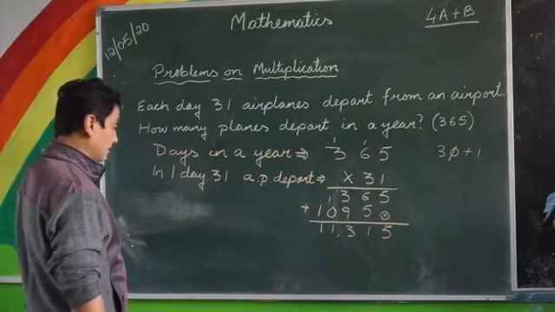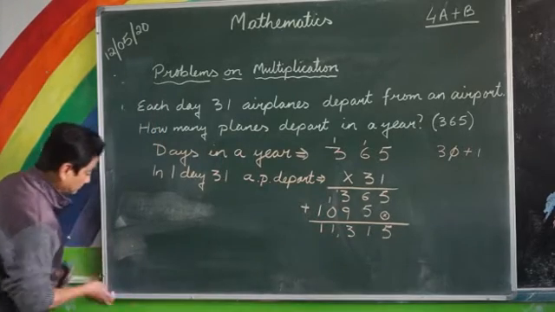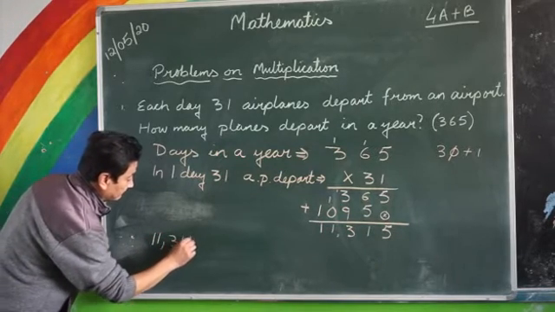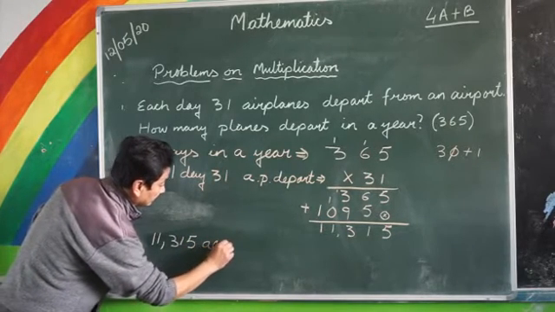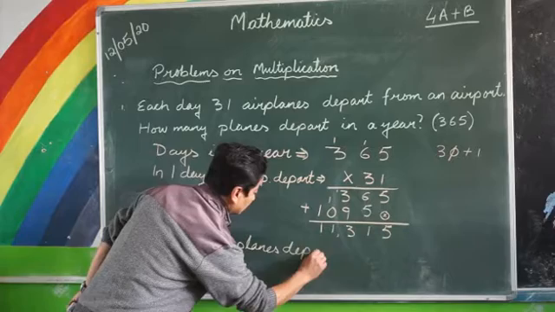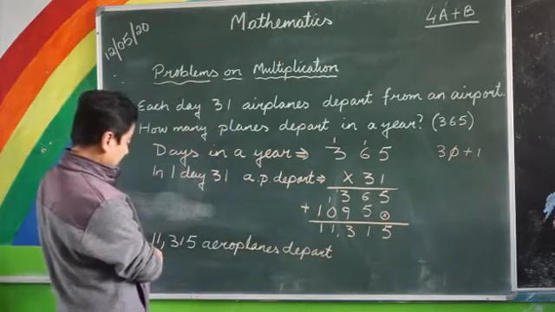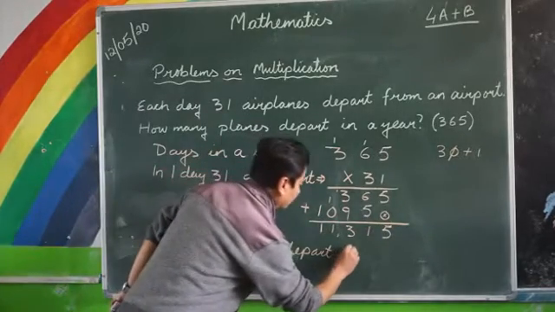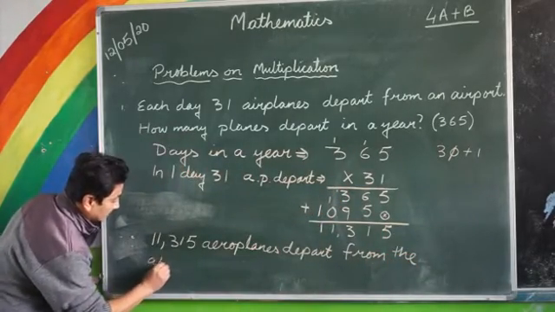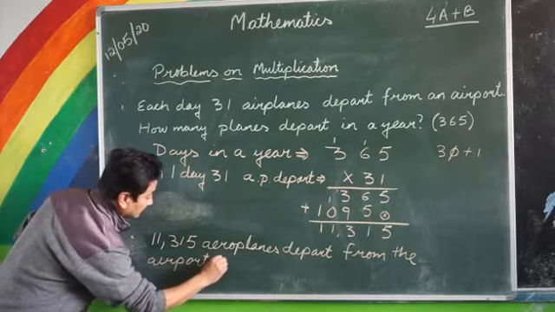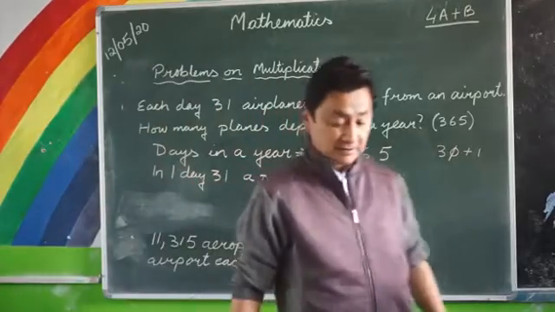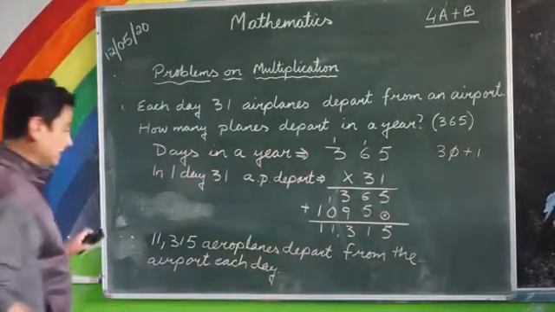11,315. So therefore, 11,315 aeroplanes depart. You get the answer from the question itself. 11,315 aeroplanes depart from the airport each day. Okay? And the answers must be written in a sentence. Is that clear? Okay? Did you understand that?